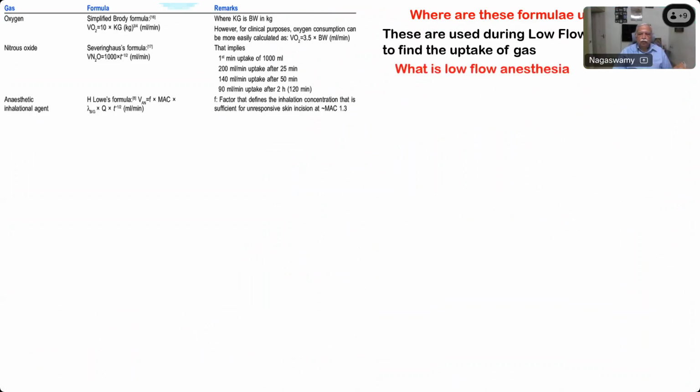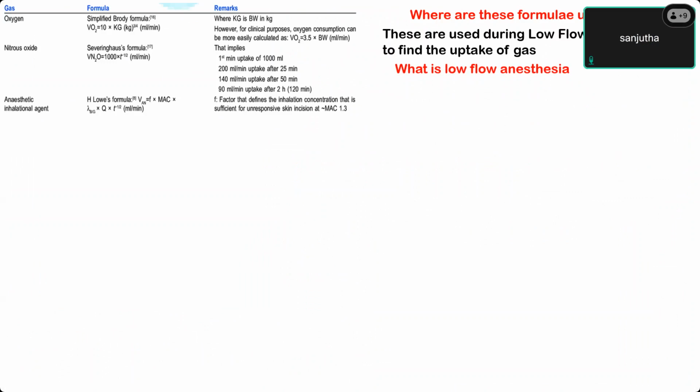How do you define low flow anesthesia? Less than 500 ml fresh gas? 500 ml to 1 liter. If the fresh gas flow is less than 250 ml, then it is less than 500. So it is based on the volume that you use, right?